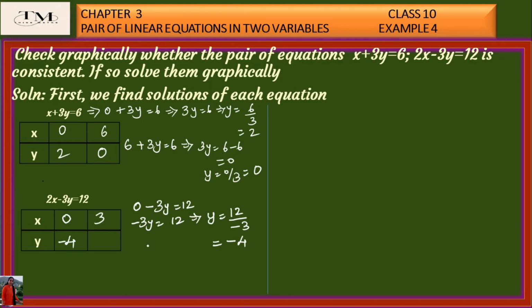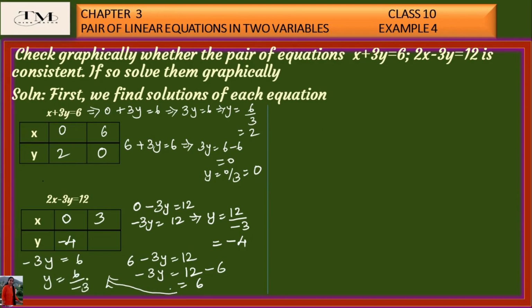Next I am taking x is equal to 3. So 2 into 3 is 6. So 6 minus 3y equal to 12. So minus 3y will be equal to 12, and this plus 6 will become minus 6. So 12 minus 6 is 6. Let me write here: minus 3y will be equal to 6. So y will be equal to 6 divided by minus 3, which is minus 6 by 3, that is 2. So the answer is minus 2.